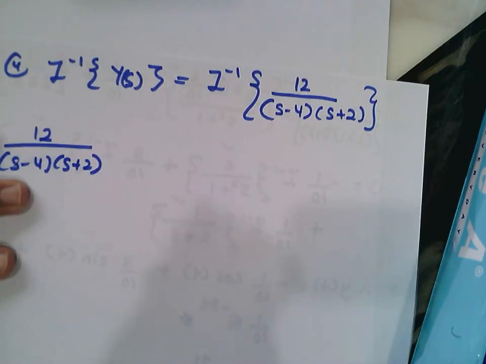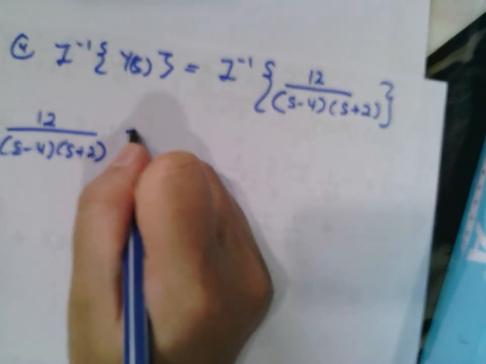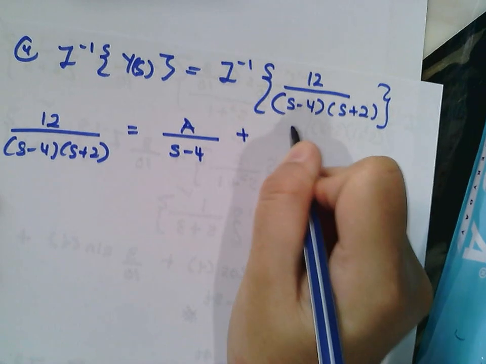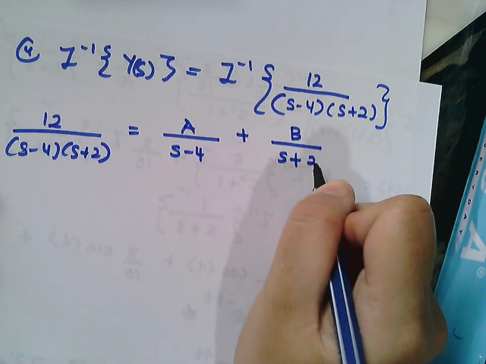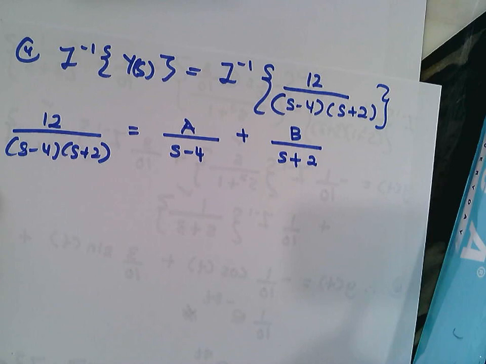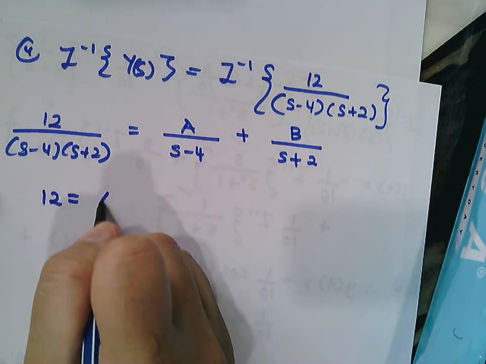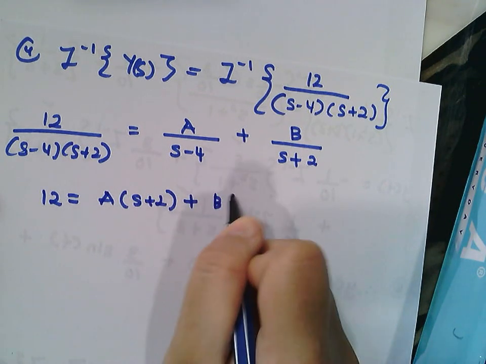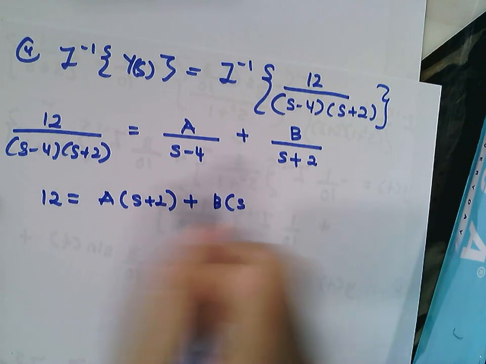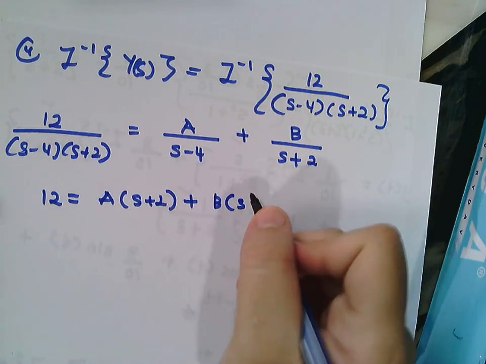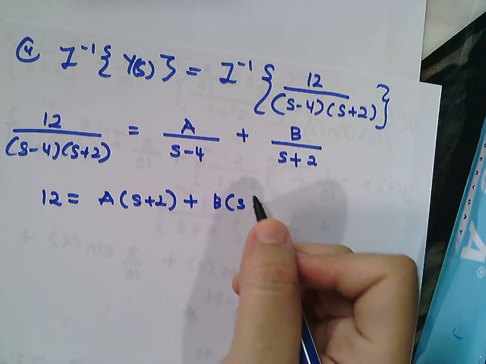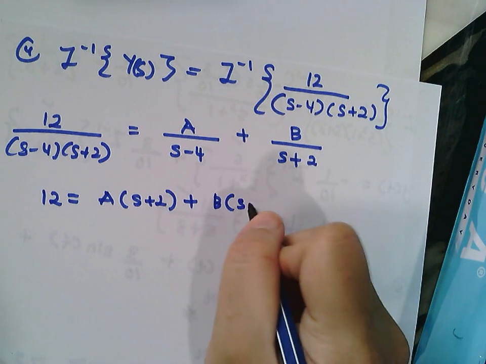So what is the partial fraction of this one? So this one is equals to A over s minus 4 plus B over s plus 2. Okay, so now find the value of A and B, by comparing left hand side with your right hand side. I'm going to do it fast because we already covered this one in the previous video. If you don't understand rational function or partial fraction, please go back and watch my previous video.